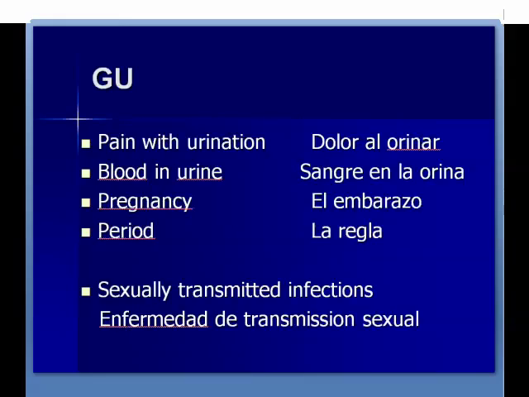Now, we'll be covering female abdominal pain and GU symptoms in greater detail in another lecture, but briefly, some questions you can ask. Pain with urination. Dolor al orinar. Blood in urine. Sangre en la orina. Pregnancy. El embarazo.